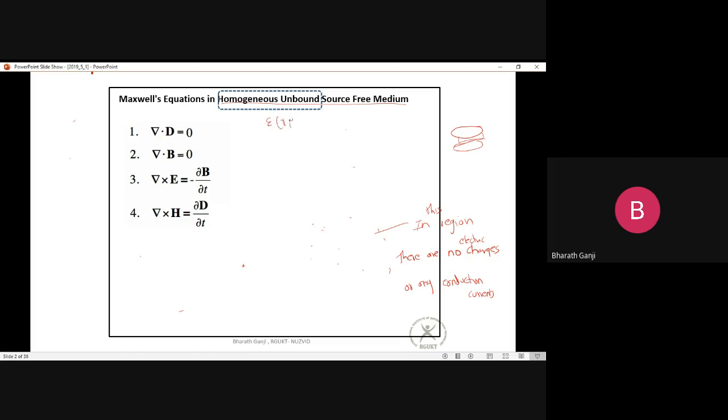If I say it is homogeneous unbounded, the mathematical format is like this: usually your parameter epsilon can be a function of x comma y comma z and mu can be a function of x comma y comma z, because you might use different materials there, and when you're using different materials you can have different values of epsilon and mu at different points in the space. But when I say it is homogeneous, you are taking a condition that this permittivity and permeability values will not change with the values of x comma y comma z. So this becomes constant. So these are the constants which you take.